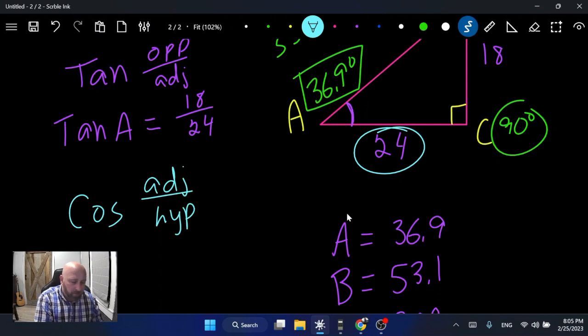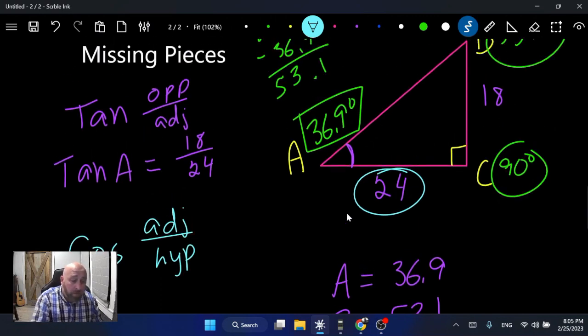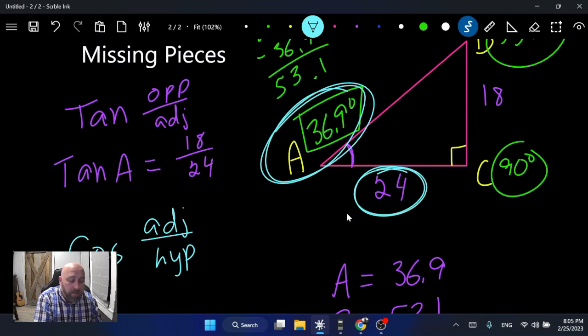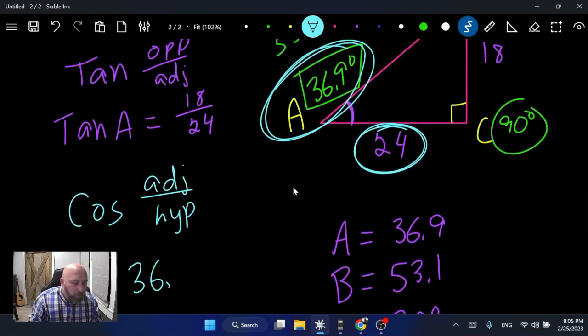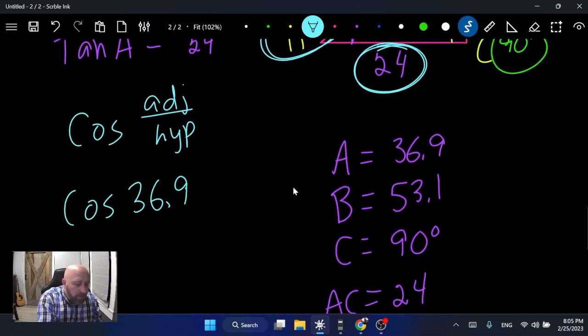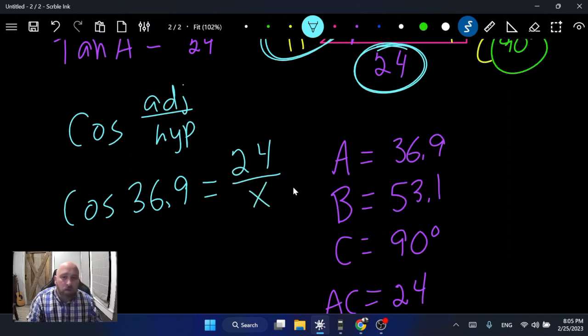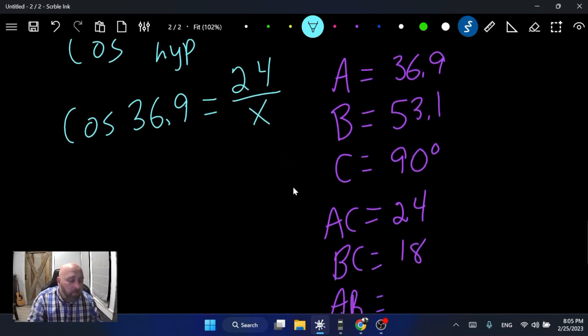Okay, so here's what we want to do. We want to plug in what we know. We know what the angle is, and we know one of the sides. So let's plug in. The cosine of 36.9 equals the adjacent, 24, over the hypotenuse, and we'll call that x because that's what we don't know. Now, how can we solve this? We need to solve for x. In other words, we need to get x by itself.